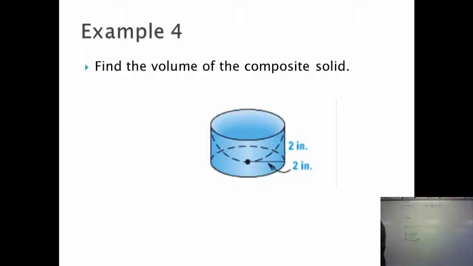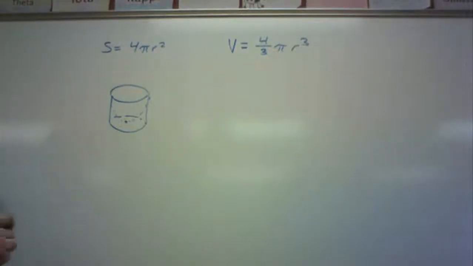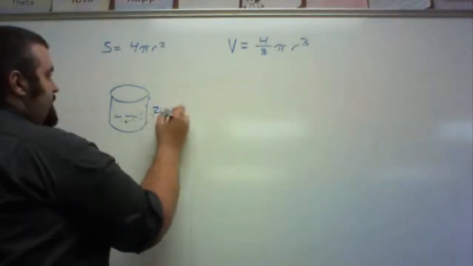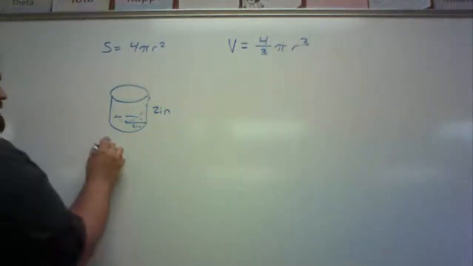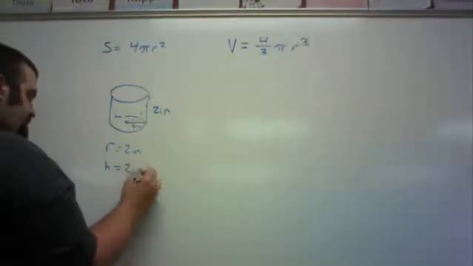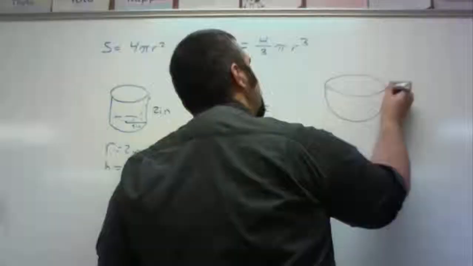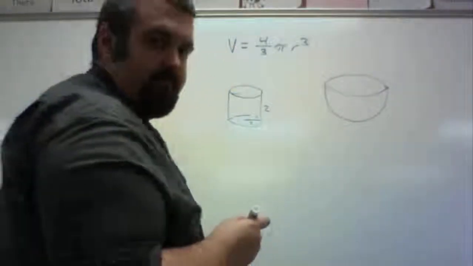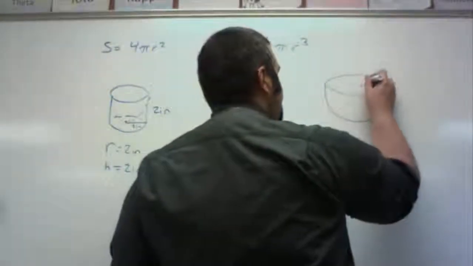So when I look at this problem here, what I'm going to have to do is look at both shapes. This is how they had it drawn. And they said 2 inches here and 2 inches here. So basically they said the radius of this is 2 inches, and they said the height is 2 inches. But I'm really dealing with two different shapes here. I'm dealing with a cylinder and a sphere with radius of 2 inches.